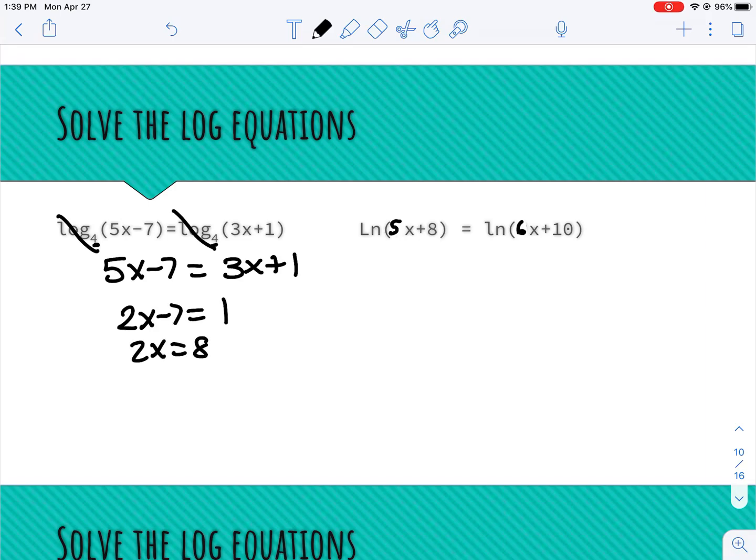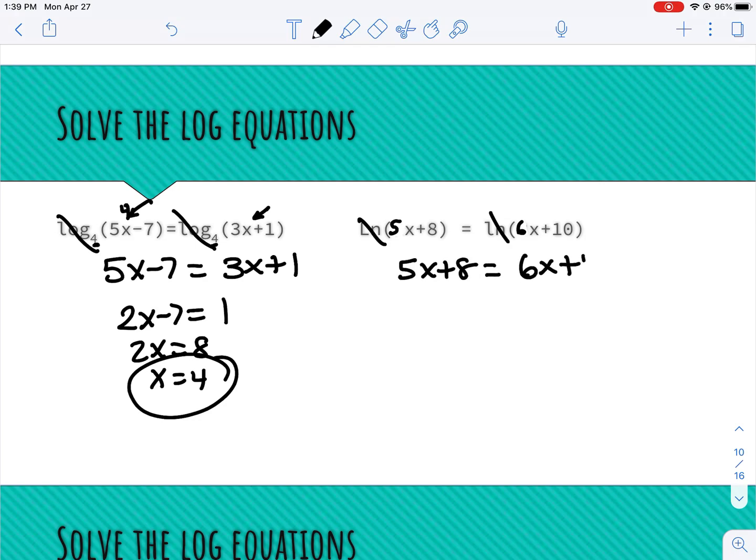And then I can do some rearranging, so x is 4. Double check. If you substitute in a 4 there, 20 minus 7 is 13. If I put in a 4 here, 3 times 4 plus 1 is also 13. So it's a good answer. Okay, same thing here with ln. I could start by dividing by ln on both sides and they would cancel out.